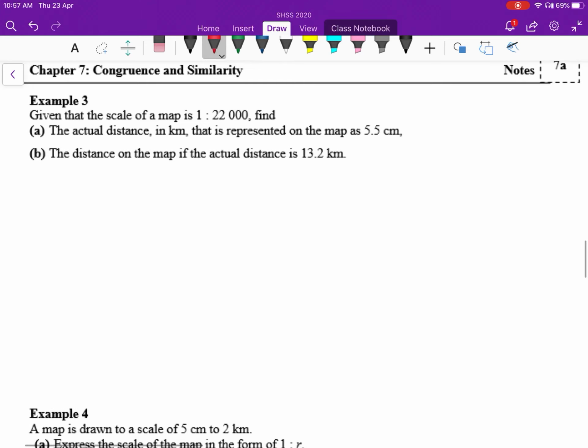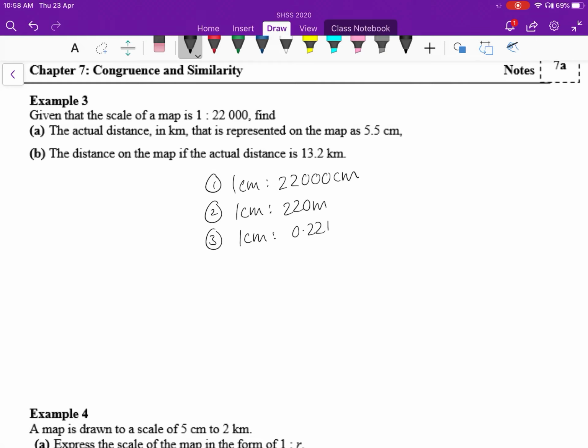Now, given that the scale of the map is 1 cm is to 22,000 cm. This is cm is to cm. I'm going to change to cm is to meters. I'm going to change to cm is to km, 0.22 km. Okay, now for part A, they want you to find the actual distance in km that is represented on the map as 5.5 cm. So on the map is 5.5 cm. They want you to find the actual in km.